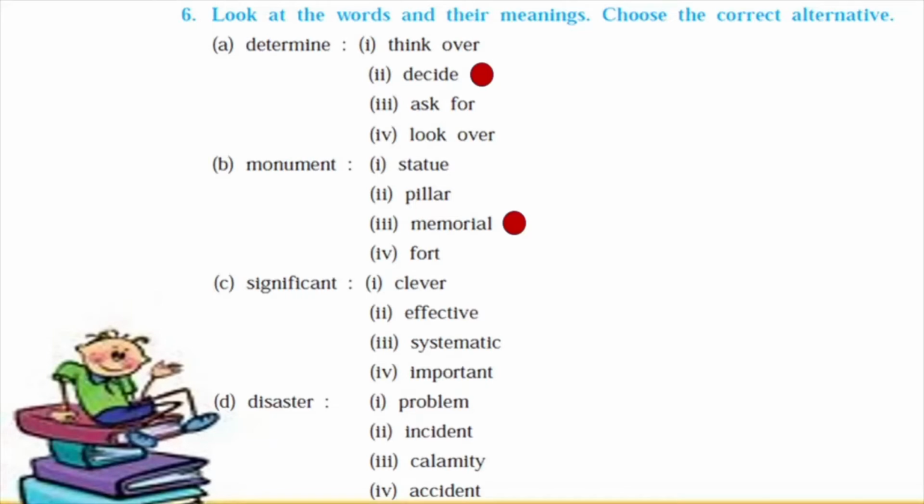Significant. So is the meaning of significant clever, effective, systematic, or important? Significant means important. Finally, disaster means what? So is disaster a problem, or is it an incident or a calamity or an accident? It is not a problem, it is much above or much more than a problem. So it is a calamity. Okay, so see children, this is an exercise based on vocabulary. So this is a vocabulary exercise.